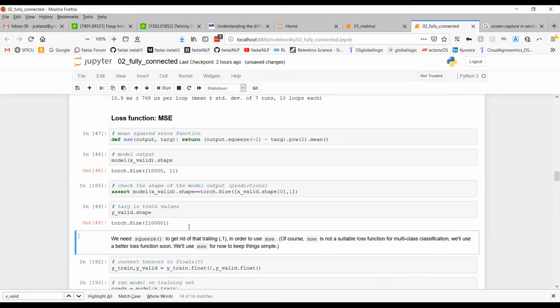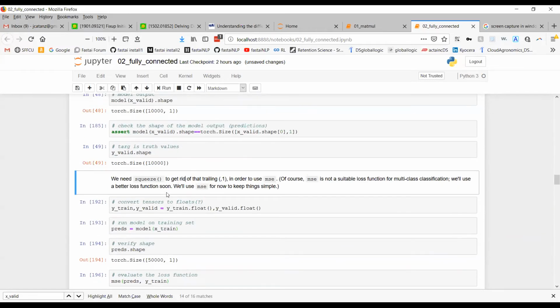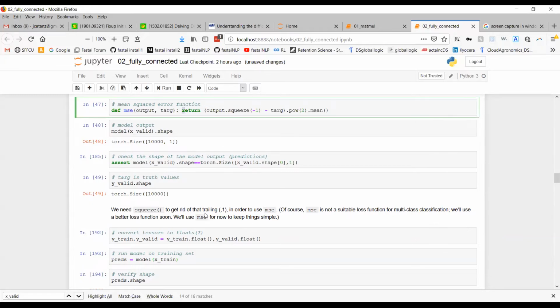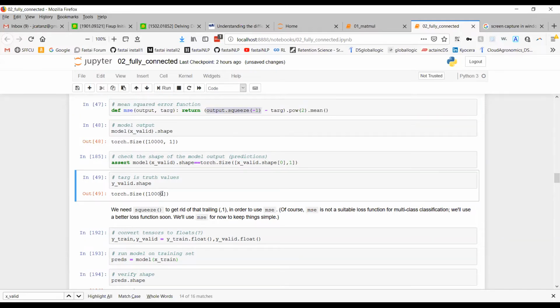So that's why Jeremy says here that we need to use squeeze in MSE to get rid of that trailing one, that trailing dimension. That's why we take output, which is the model output, dot squeeze of -1. That means remove the trailing one. So now output dot squeeze of -1 has the right shape to be able to subtract targ from it. It will have this shape. Okay. Let's prove that.